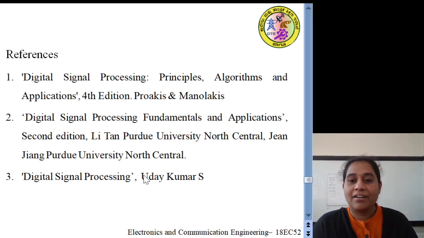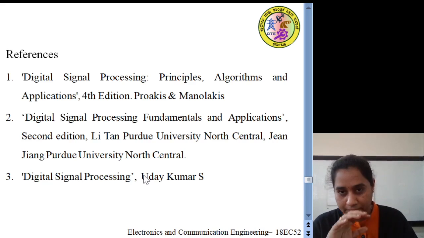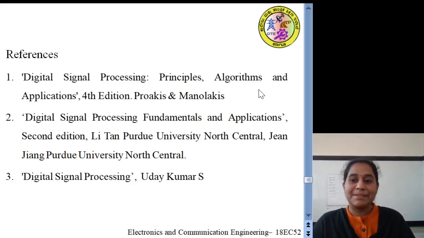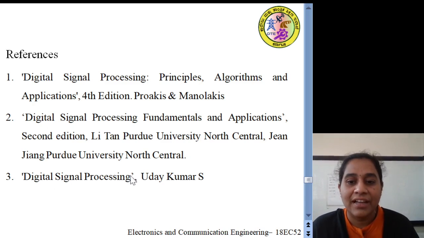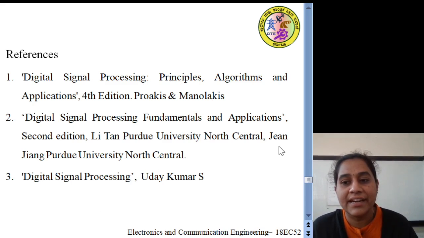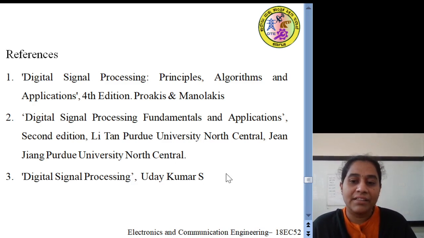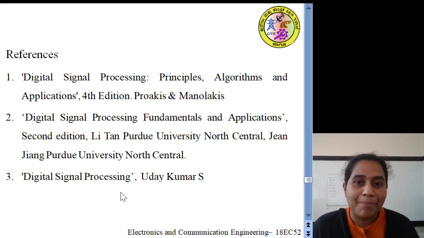These are the references which we considered. The book by Proakis and Manolakis, Digital Signal Processing: Principles, Algorithms and Applications. The second book we considered is by Li Tan and Jean Jiang, Digital Signal Processing: Fundamentals and Applications, and the book by Mr. Uday Kumar S., Digital Signal Processing.